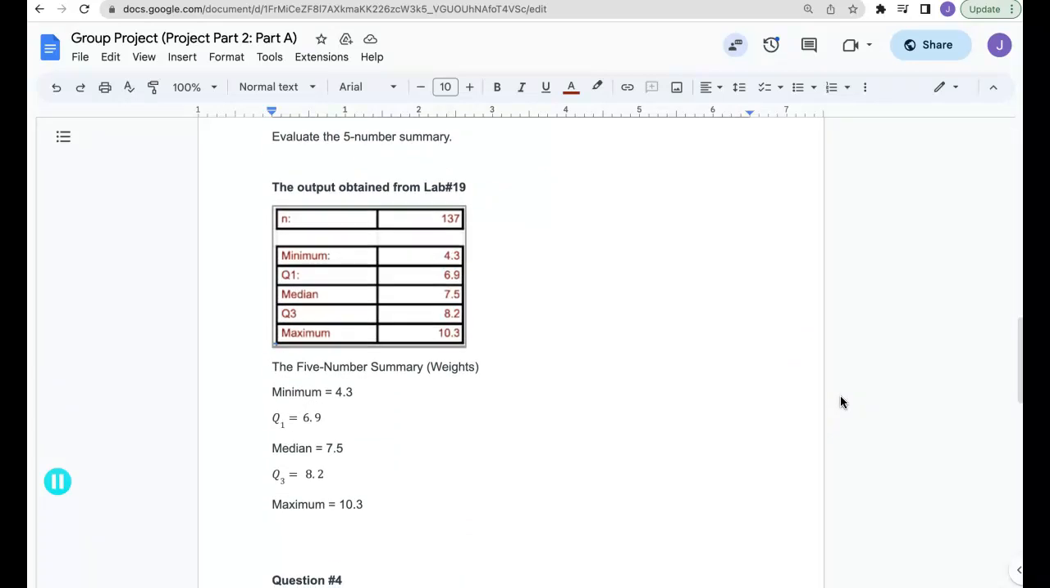So the minimum is 4.3, the Q1 is 6.9, median is 7.5, Q3 is 8.2, and the maximum is 10.3 with an N of 137.